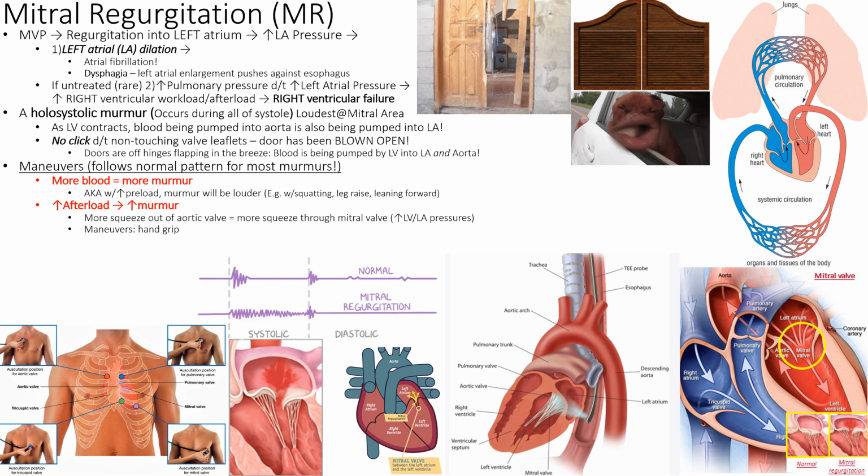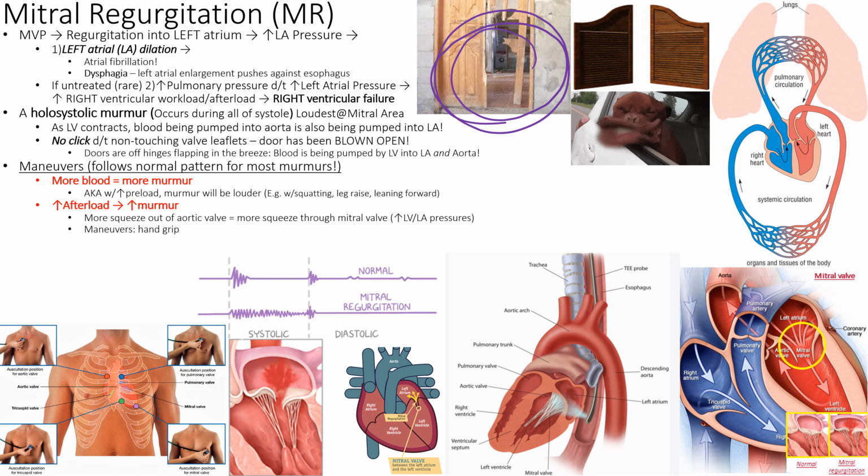All right, so mitral regurg. So our valve is incompetent. Can the door close all the way? No, the door is not closing all the way. It is regurgitant. There's blood going through the door when it should be closed. All right, so when should that door be closed?